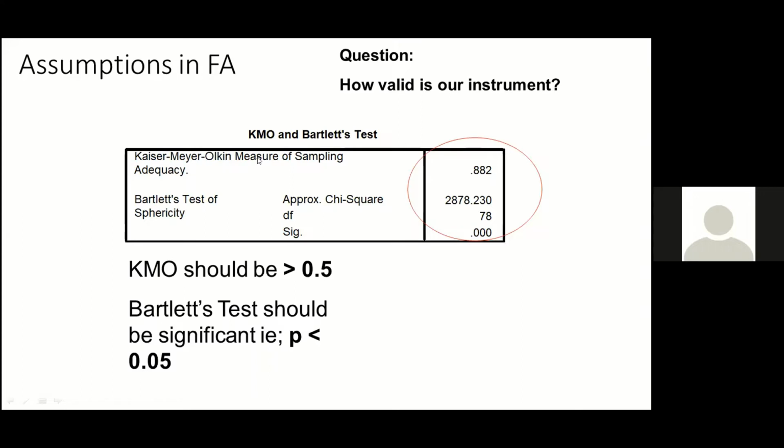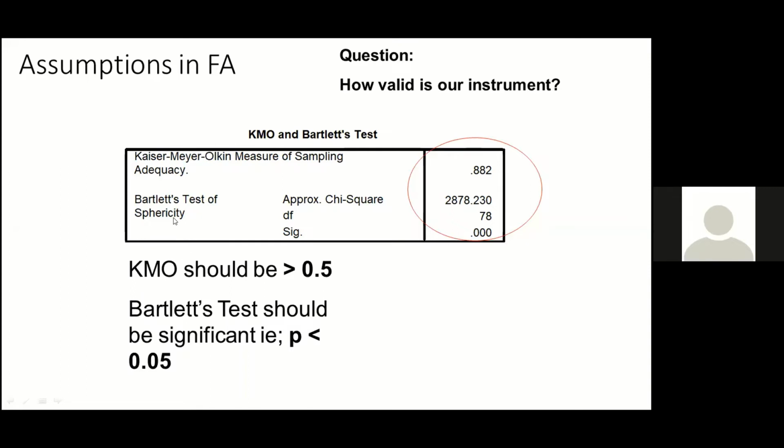We need to see whether this value, the red highlighted one, which is 0.882, is greater than 0.5 or not. It must be greater than 0.5. KMO should be greater than 0.5. It means there is no issue of sampling. It fulfills the requirement of sampling, because many experts say, and the literature suggests, that it has specific requirements of sampling. So if it is greater than 0.5, then there is no issue. You can see here it is 0.882. It means there is no issue.